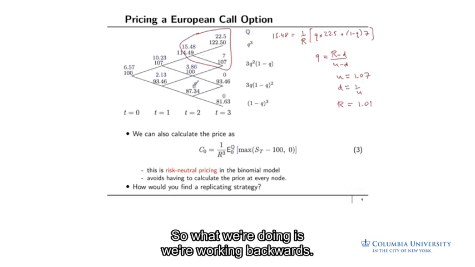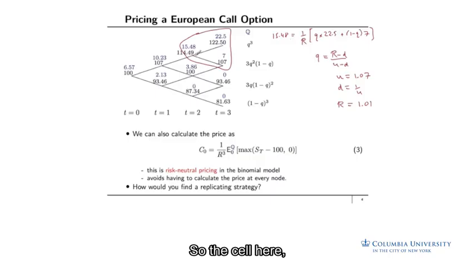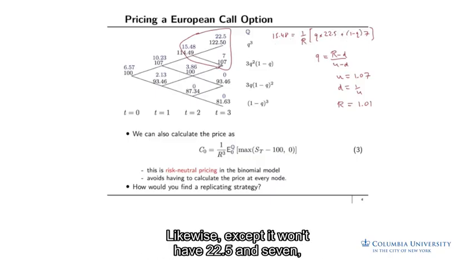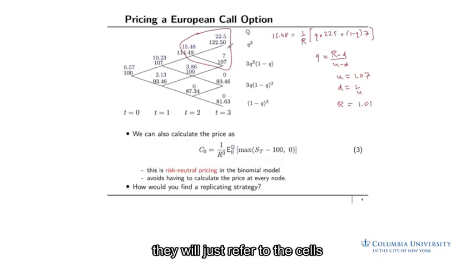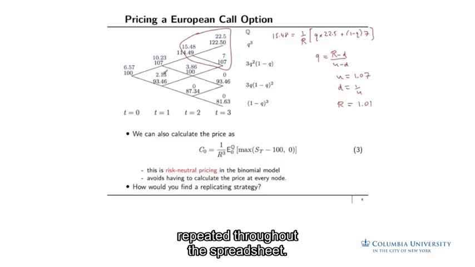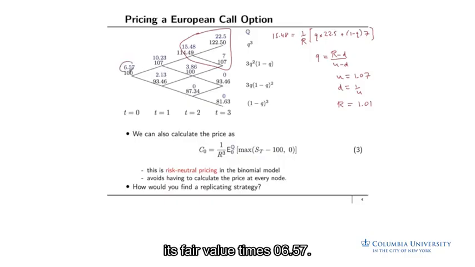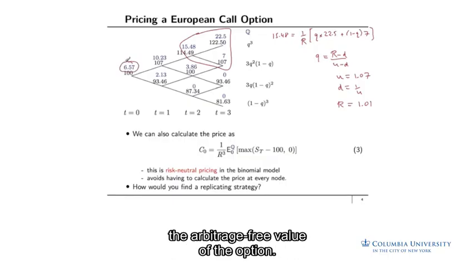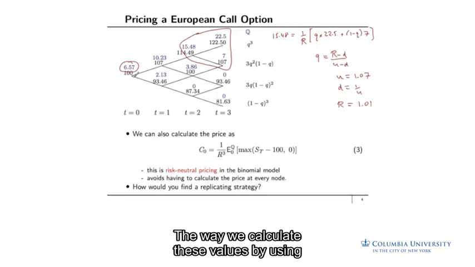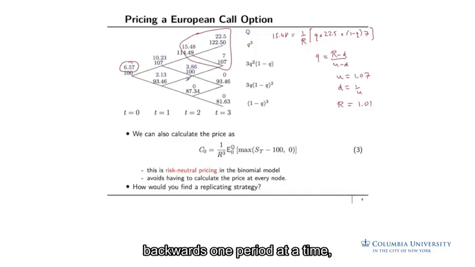So what we're doing is we're working backwards. The cell here at this point in the spreadsheet will have exactly this formula here. Likewise, except it won't have 22.5 and 7, it will just refer to the cells containing 22.5 and 7, and it will be the same formula repeated throughout the spreadsheet. So that's how we compute the value of the option, and its fair value at time 0 is 6.57. And it's important to keep in mind that this is the arbitrage-free value of the option. The way we calculate this value is by using our one-period knowledge and working backwards one period at a time.